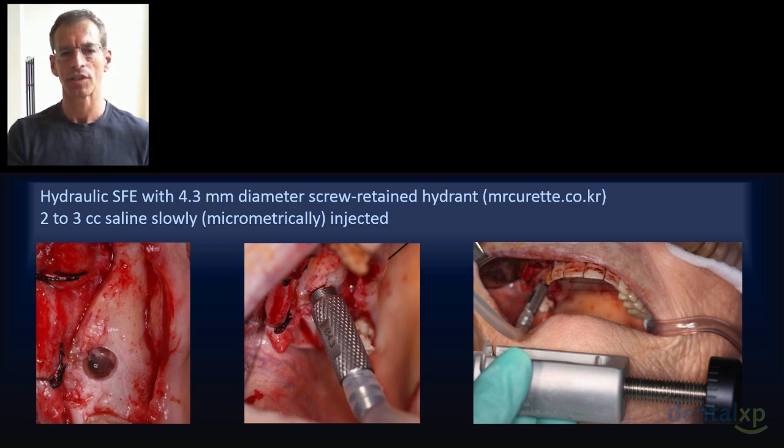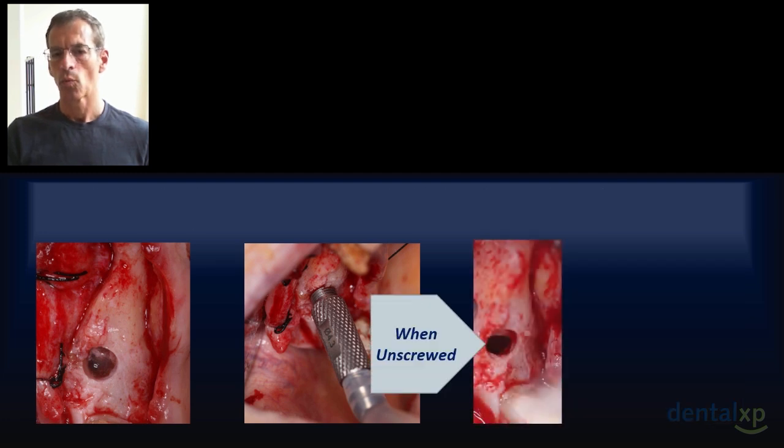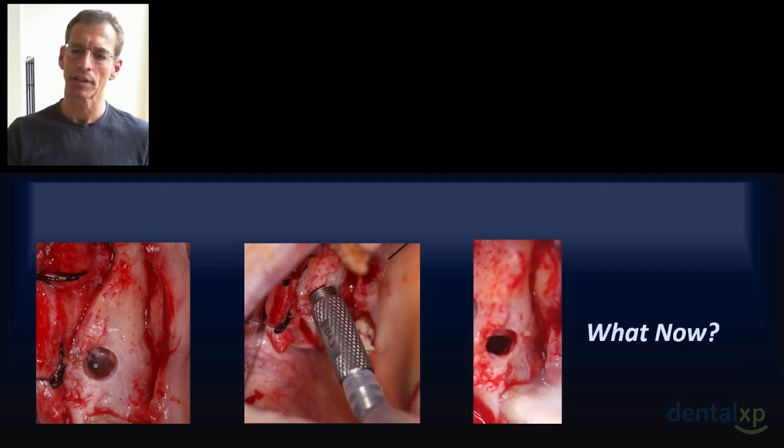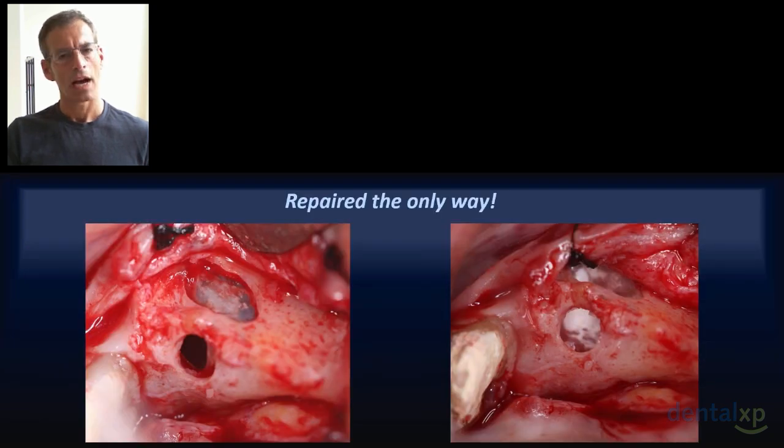I then perform hydraulic sinus floor elevation, or attempt to perform it, with a 4.3 millimeter diameter screw-retained water hydrant. 2 to 3 cc's of saline is micrometrically injected. What I cannot feel with these screw-retained injectors is the resistance of the sinus membrane to the water pressure. When I withdraw my screw-retained hydrant, I have a membrane perforation. What now? I repair it the only way that I know how. I create a lateral window and lay a membrane over my perforation.